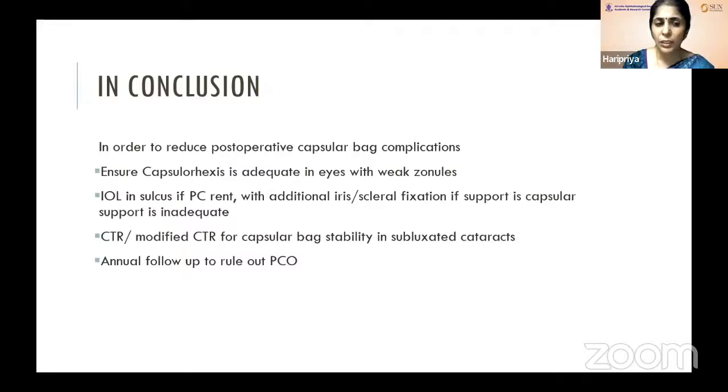One can consider using a CTR or modified CTR if you're not sure about the capsular bag stability, either because of a preoperative or an intraoperative zonular lysis. In patients where we have a higher risk of PCO, it's also good to ensure we have an annual follow-up so we can treat the patient when the vision reduces.